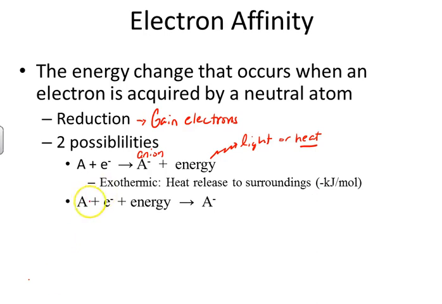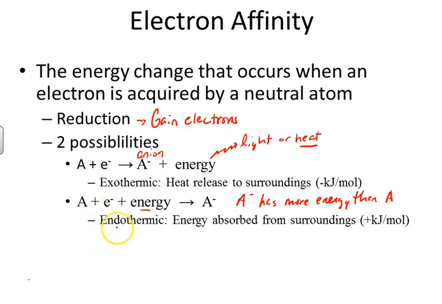The other possibility is that we have a neutral atom with an added electron, and energy is being pumped into the system, and that yields an anion. So again, we have an anion. But notice here that energy is on the left side of the equation, and that means that energy has been put into the system. So we end up with A minus having more energy than A had to begin with.